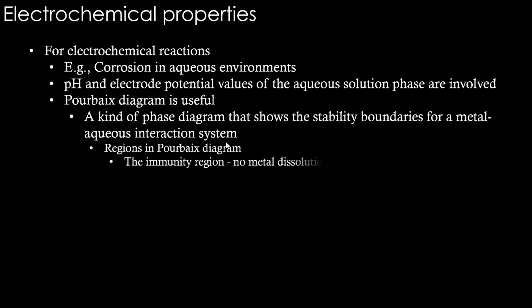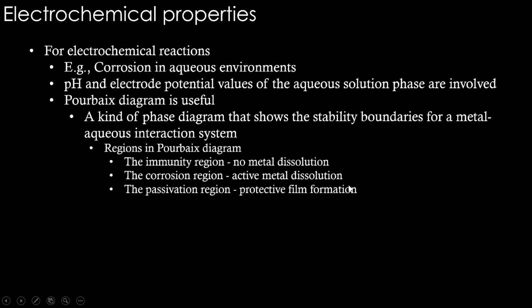The regions in this are like this. The immunity region is where no metal dissolution takes place, no corrosion there. The corrosion region is where active metal dissolution takes place, and the passivation region is where a protective film forms, and this does not allow any further corrosion to happen. So identifying these regions in a diagram would be really useful, and CALPHAD, especially in Thermo-Calc software, there is a module called Pourbaix module which is useful for that.